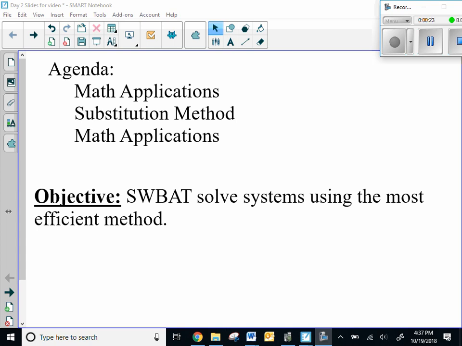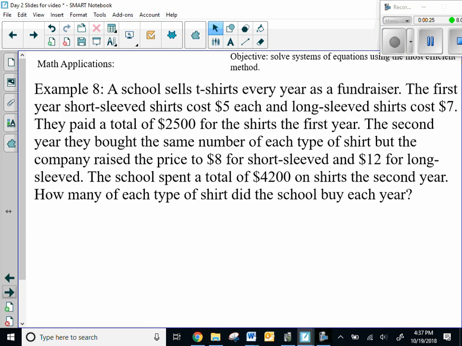And we're actually going to start with an application problem. So a school sells t-shirts every year as a fundraiser. The first year, short sleeve shirts cost $5 each and long sleeve cost $7 each. They paid a total of $2,500 for the shirts the first year. The second year, they bought the same number of each type of shirt, but the company raised the price. Bummer. They raised it to $8 for short sleeves and $12 for long sleeve. Now the school spent a total of $4,200 on shirts the second year.